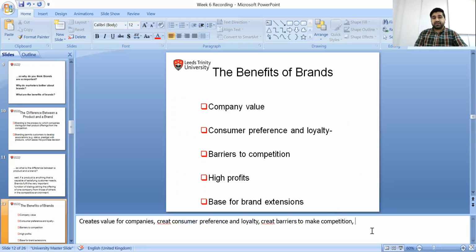So basically, a brand creates value and consumer preferences. It creates barriers for competitors. It also creates high profits, and so on. So brands create value for companies. Basically, it's all about targeting customers, differentiating your products from others, and differentiating your quality from others. It's all about these factors.